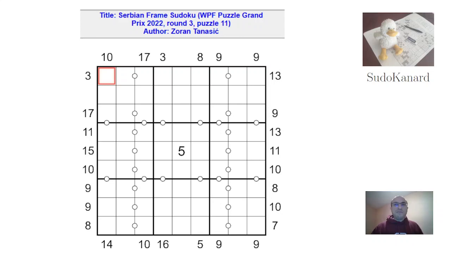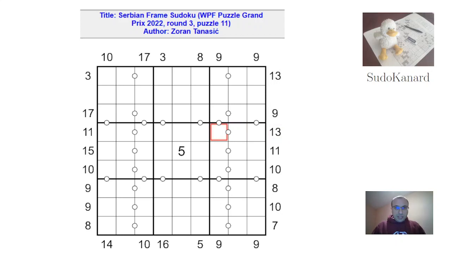a Sudoku Grand Prix. Right, so the rule of Serbian frame is that whenever you have a number on top, it must be the sum of the digits in the third and fourth digit in the corresponding column. And those are indicated by the white dots. So 17 is the sum here, 3 is the sum here. And horizontally it's different. Every digit is the sum of the second and the third in the row. And that's starting from the left or starting from the right.